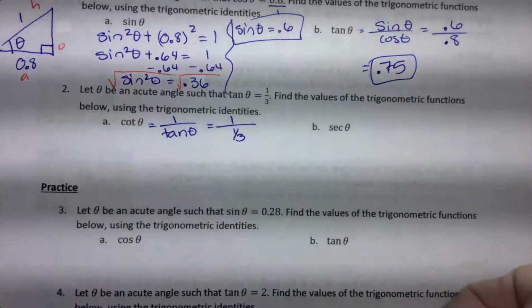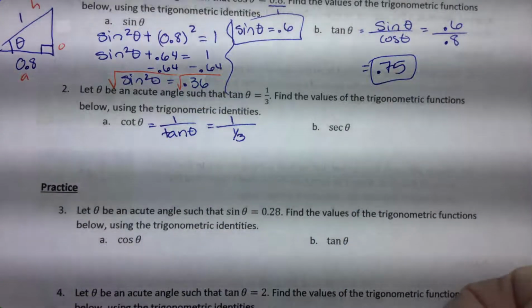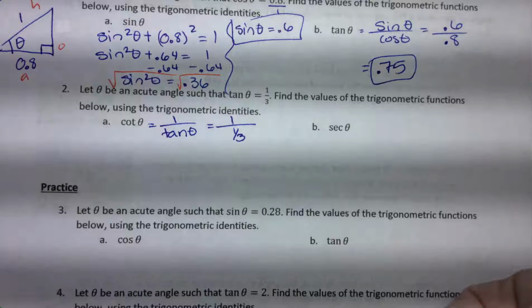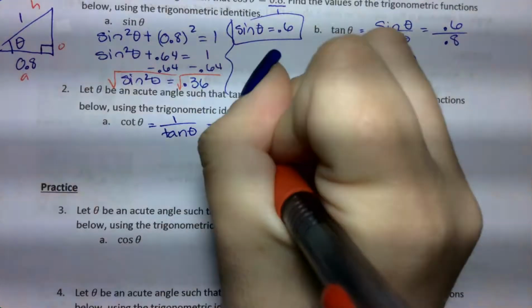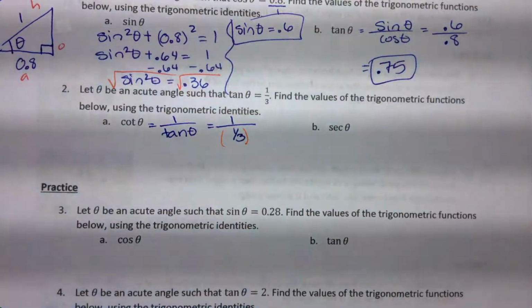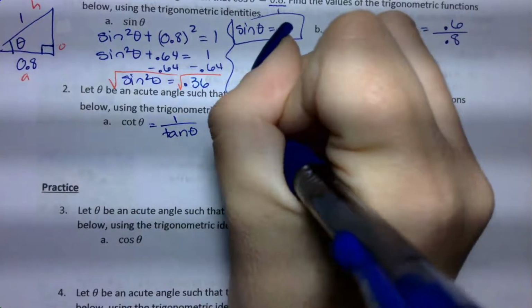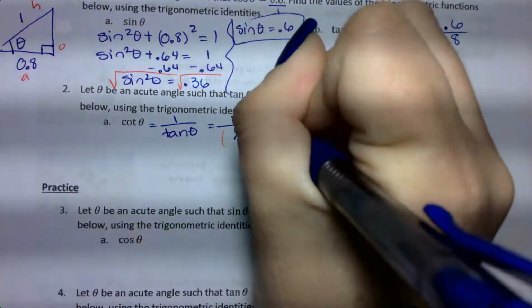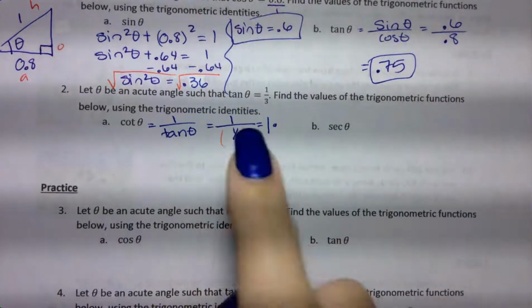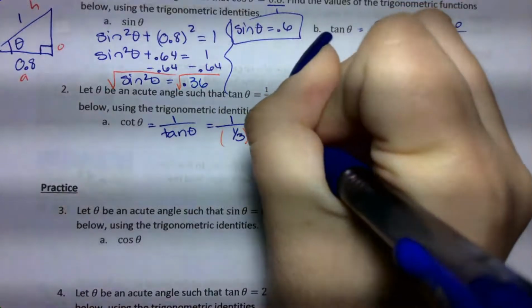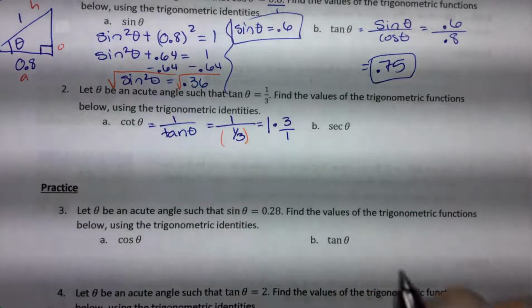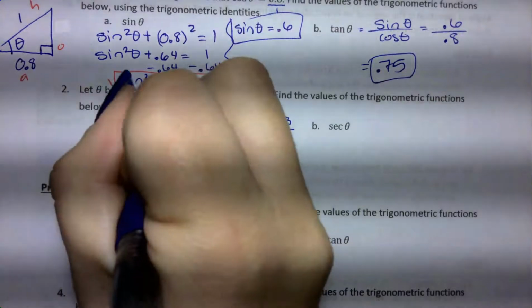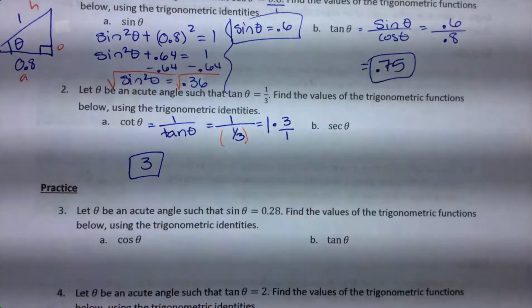I can either do this by hand, or I can type it in my calculator. If I type it in my calculator, I'm going to want to make this into parentheses. But I'm going to do this by hand. So I have 1. Because it's being divided by 1/3, I take that fraction and flip it. So now it's 1 times 3 over 1. 1 times 3 is 3. Divided by 1 is 3.